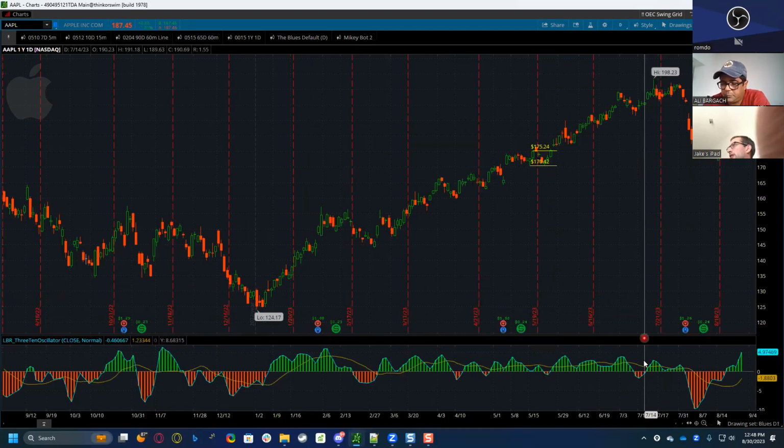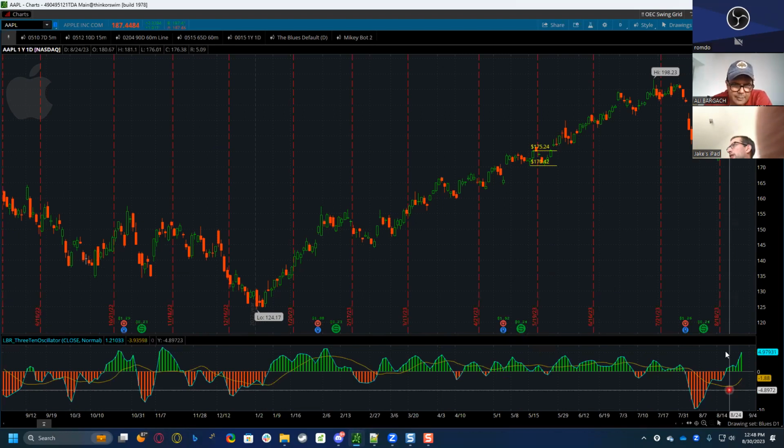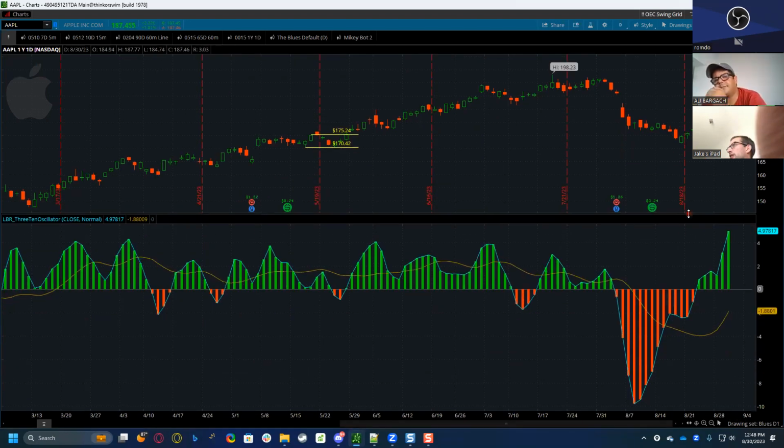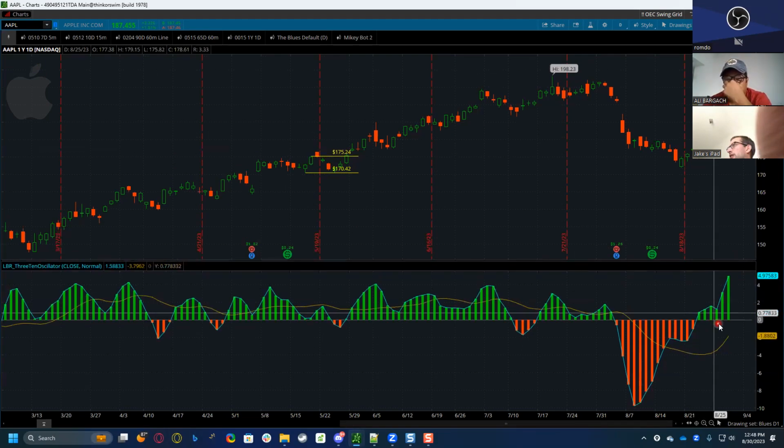When it comes to this, we're still underneath the 0 line with one of these signals, but the other one is fine. We're already above the 0 line. What we want to really watch for when it comes to the 310 is divergence. If we're looking for divergence, we've got it.